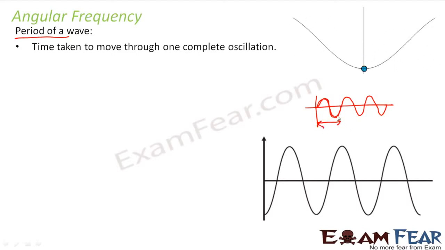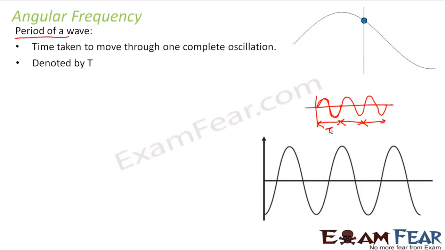So this is one cycle, right? From here the same repetition starts. So this is the second cycle. This is the third cycle. So the time it takes to complete one cycle or one oscillation is known as the time period, or it is also known as the period of a wave. It is denoted by capital T.